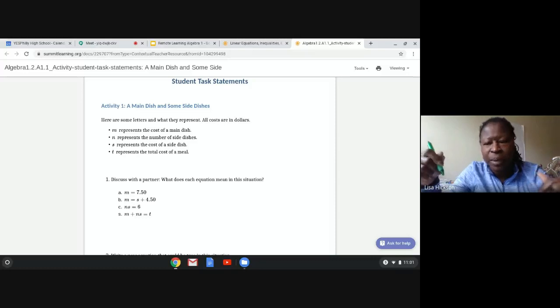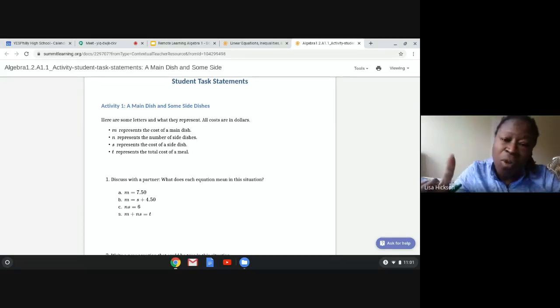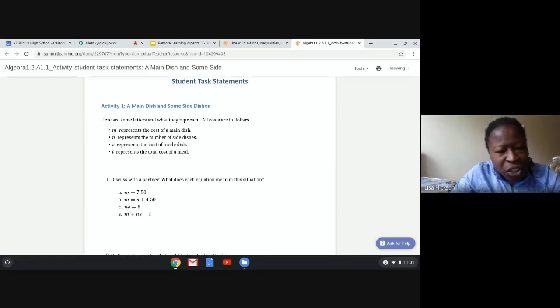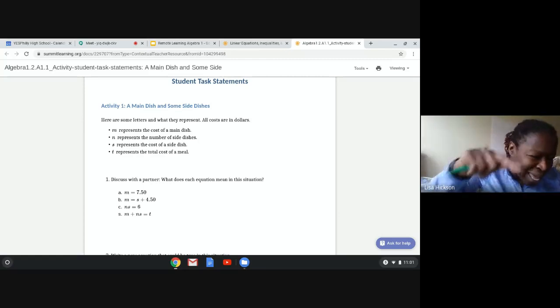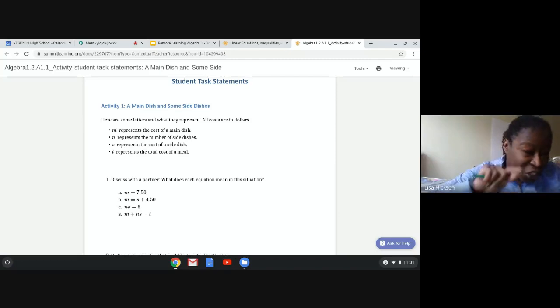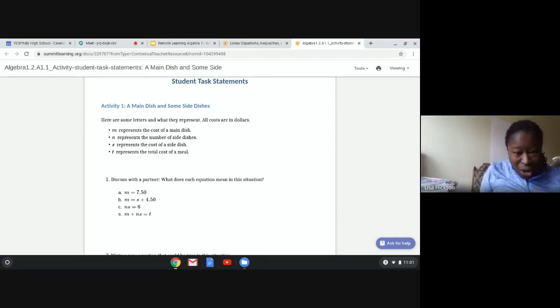Remember, ladies and gentlemen, we can look at the same thing and everybody has their interpretation and nobody may be wrong. It is how you think. So I agree. The main dish is equal to the side dish plus 4.50. If we use the information from A, thank you, Shadi, we know that the side dish is $3. That's right.